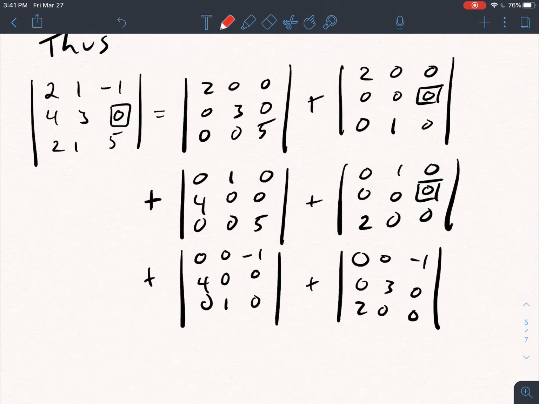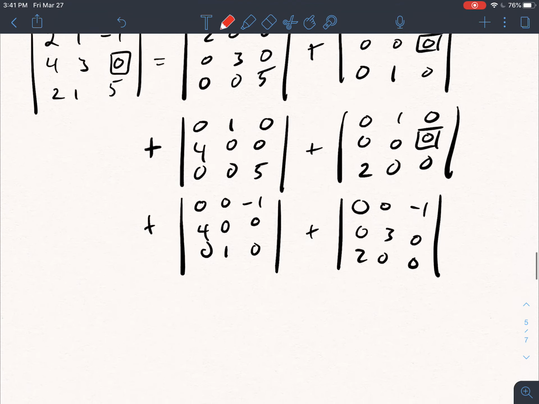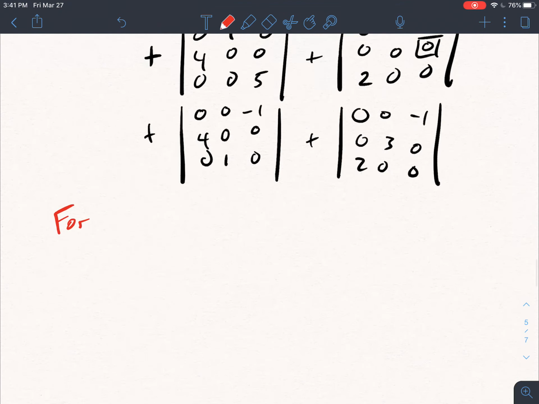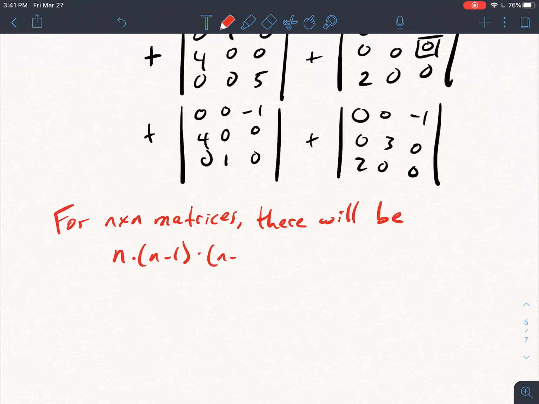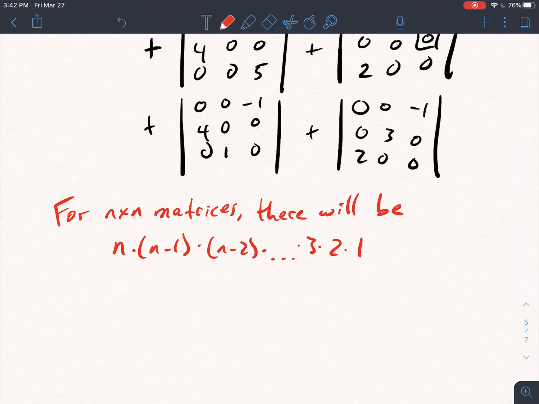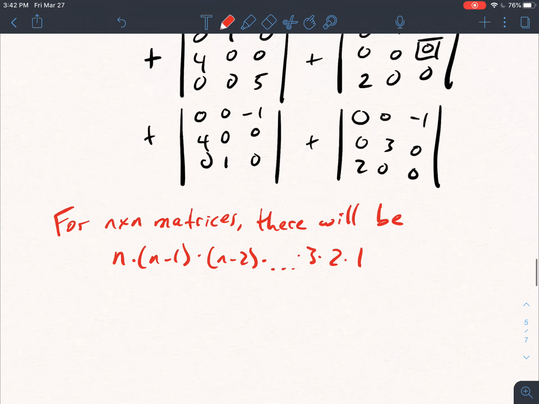So in general, what I'm describing there, if this were an n by n matrix, so for n by n matrices, there will be n times n minus 1 times n minus 2 times dot dot dot times 3 times 2 times 1 choices to be made, and therefore there will be that many matrices.